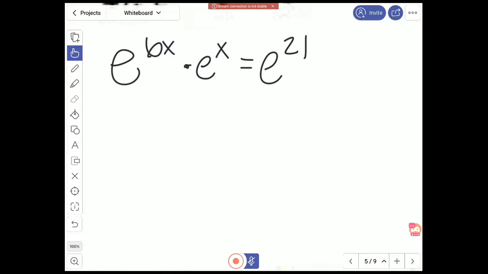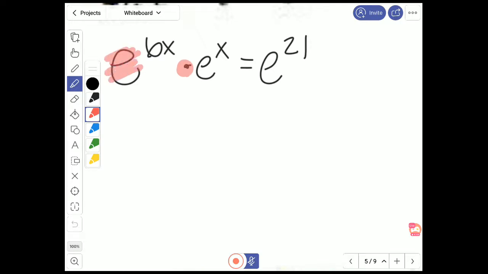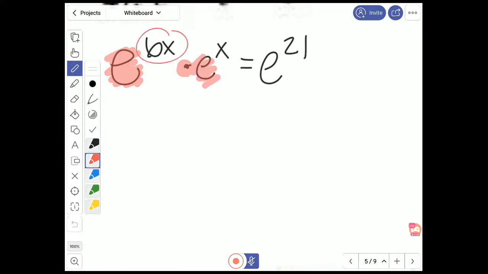Keep in mind your rules of exponents: when you are multiplying two things that have the same base, and it's important that they have the same base, so both of these have a base of e, then I can take my exponents and add them. So this was really e to the 7x equals e to the 21st power.